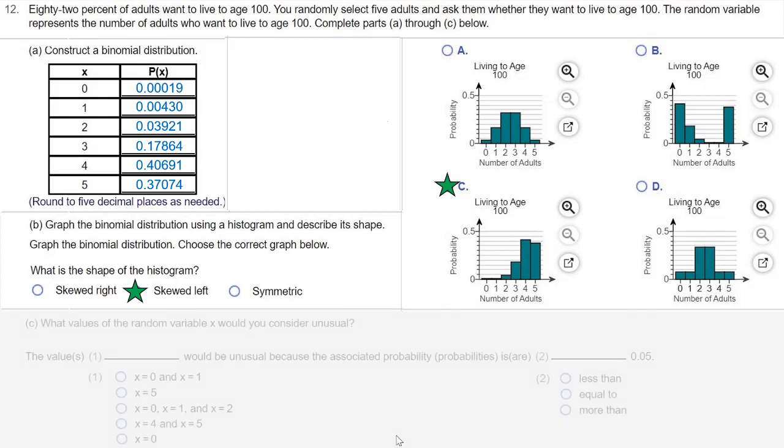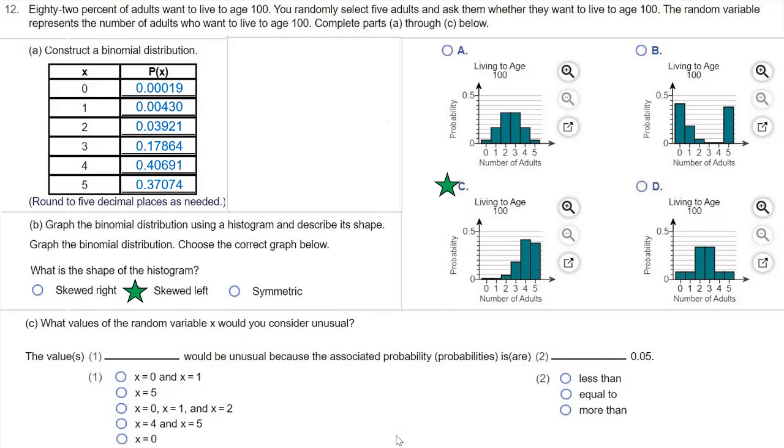What about Part C? What values of the random variable x would you consider unusual? So we have 2 blanks to fill in. I'm actually going to fill in the second blank first because it's important for us to know that answer before we answer the first blank. So the values blank would be unusual because the associated probability or probabilities is blank 0.05. So what's our criteria for being unusual? The criteria for being an unusual result is that the probability is less than 0.05. So that's how we decide if something's unusual. Is it less than 5% probable?